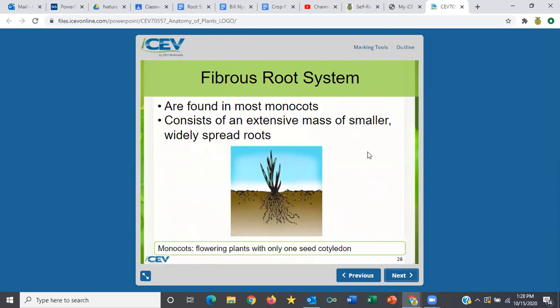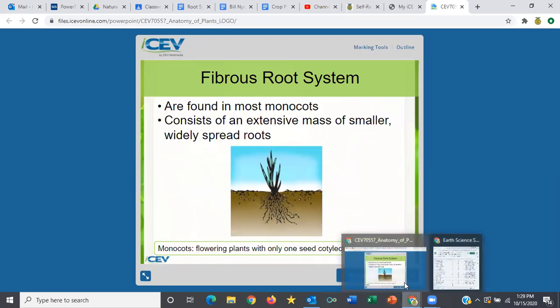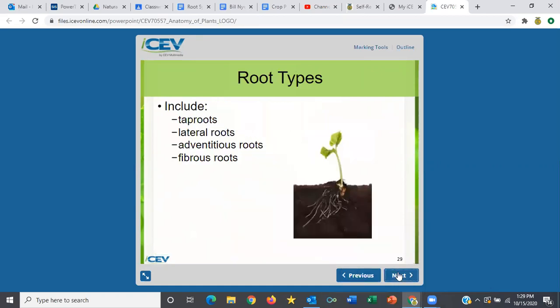Grasses would fall into monocots. Grass like you see out in your yard, and a corn plant is also in the grass family. When it comes out of the ground, it's going to have one shoot that comes up out of the ground. It's going to have a fibrous root system, which is going to have this extensive mass of smaller, widely spread out roots, as opposed to one taproot that comes down out of the plant. So there's a few different types of those. As we dive even deeper, we also have a few other types of root systems.